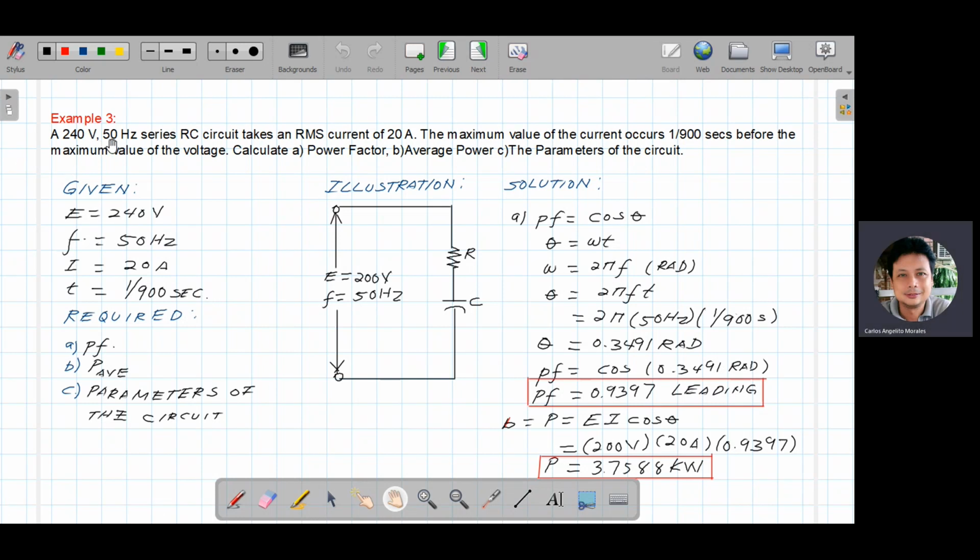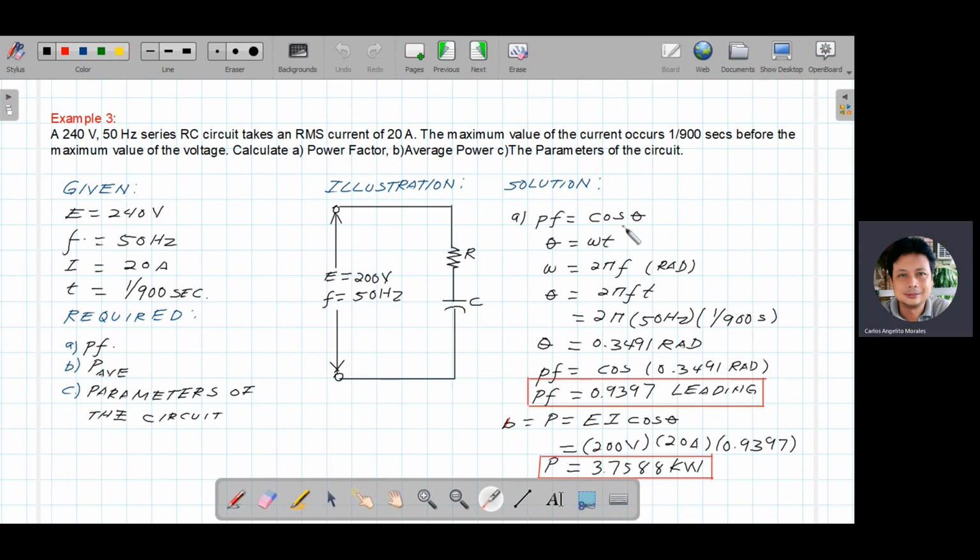Example 3, a 240 volt 50 hertz series RC circuit takes an RMS current of 20 ampere. The maximum value of the current occurs at 1 over 900 seconds before the maximum value of the voltage. Calculate the power factor, average power, the parameters of the circuit. Ito yung given, no? Yung source ay 240 volt, yung frequency ay 50 hertz. Yung current na dumadaloy dito ay 20 amperes. Yung time is 1 over 900 seconds. So required yung power factor, average power, yung parameters ng circuit, no?